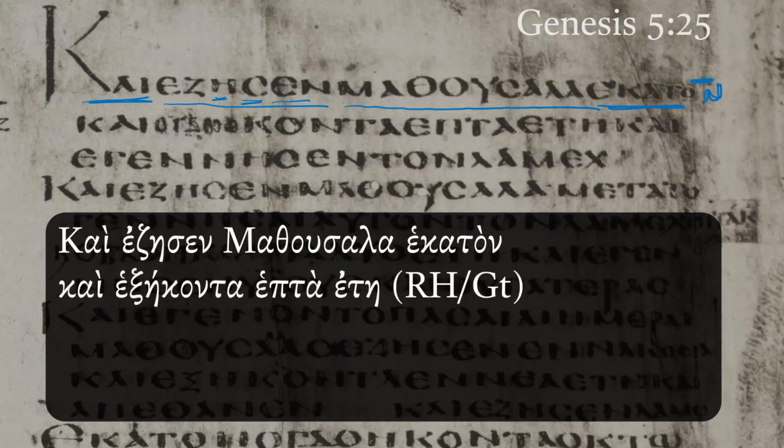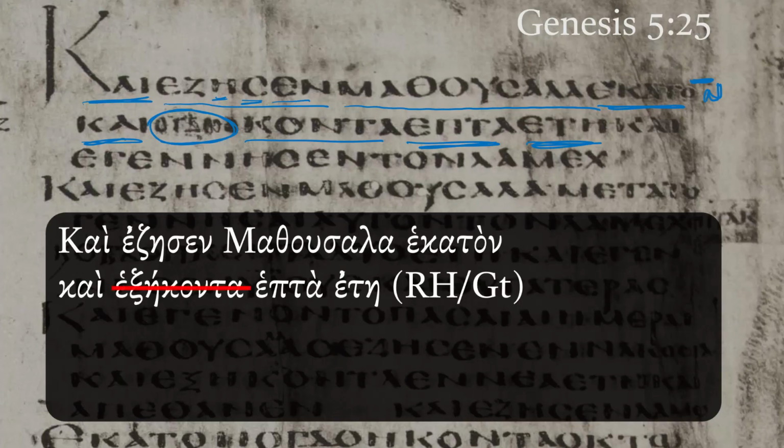If you look it up in Rahlfs-Hanhart and the Göttingen edition, you'll see it's kai hexaconta hepta ete, and that is 67 years. But if you look at Alexandrinus, you do see the chi, and then you see something going on right here, and then a conta, and then a hepta, so that's fine, and then ete. So what's going on there?